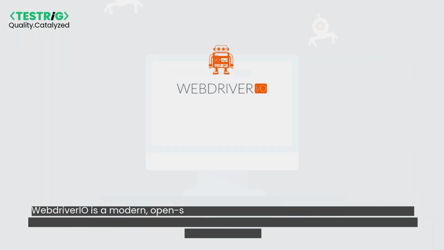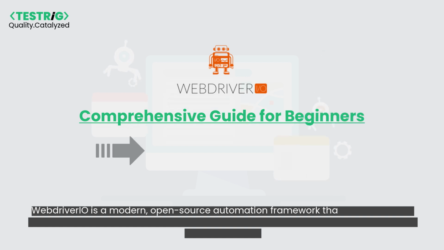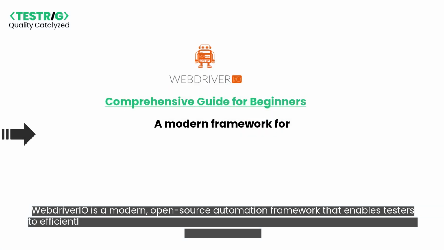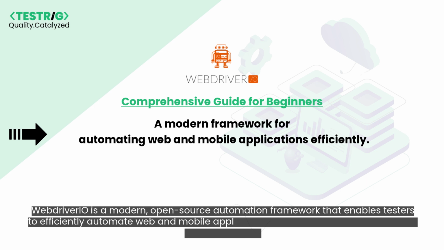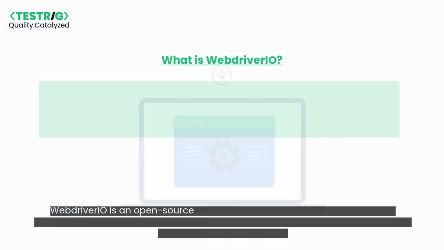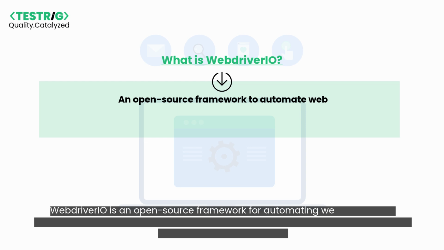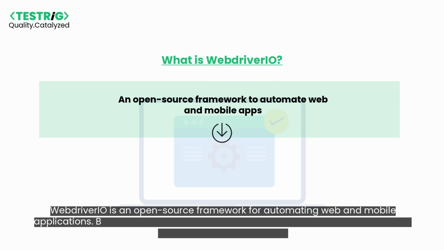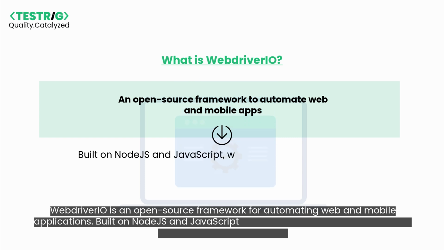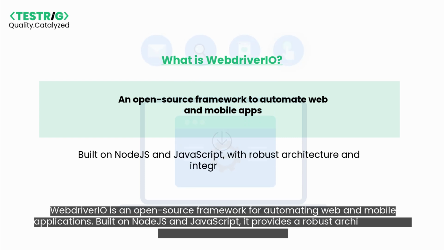WebdriverIO is a modern, open-source automation framework that enables testers to efficiently automate web and mobile applications, providing reliable and scalable testing solutions. WebdriverIO is an open-source framework for automating web and mobile applications. Built on Node.js and JavaScript, it provides a robust architecture and supports useful integrations.